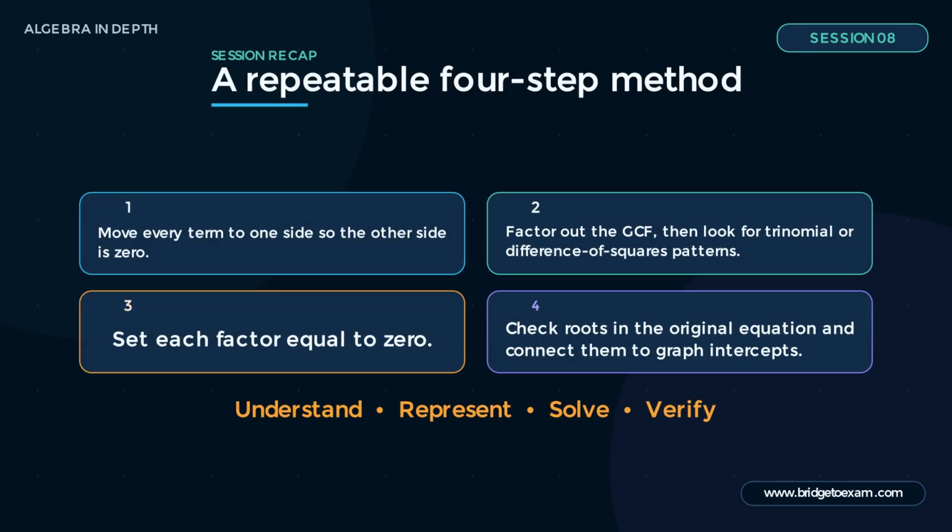Session 8 recap. Move every term to one side so the other side is 0. Next, factor out the GCF. Then look for trinomial or difference of squares patterns. Then, set each factor equal to 0. Finally, check roots in the original equation and connect them to graph intercepts. A complete solution shows the reasoning, checks the result, and states what the answer means.